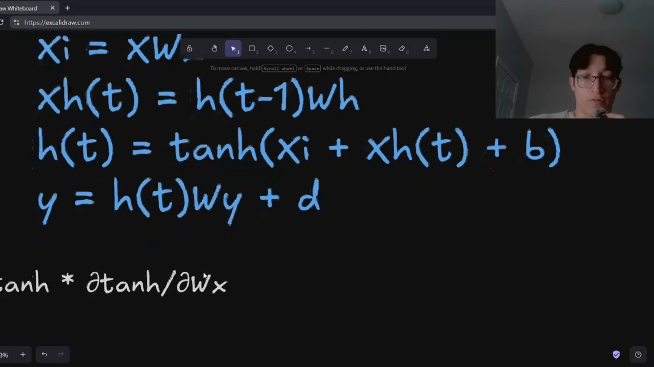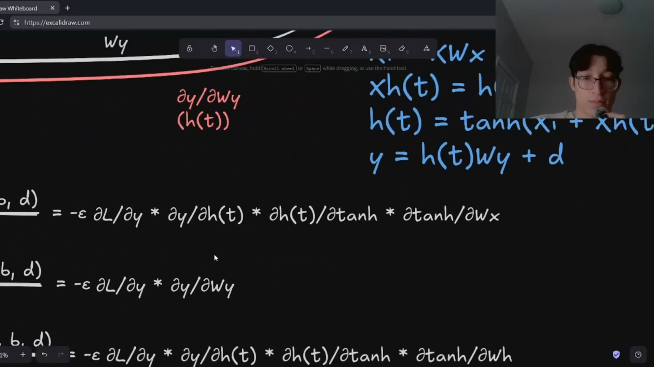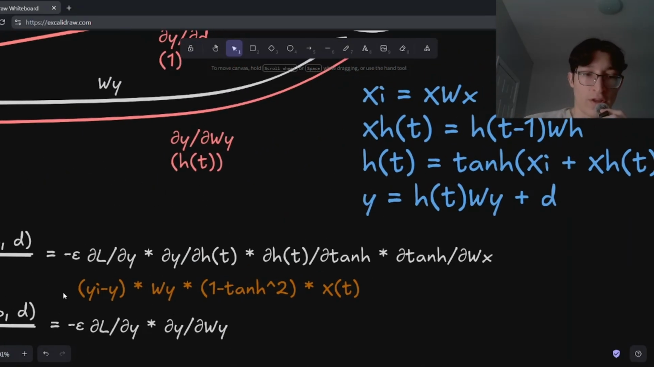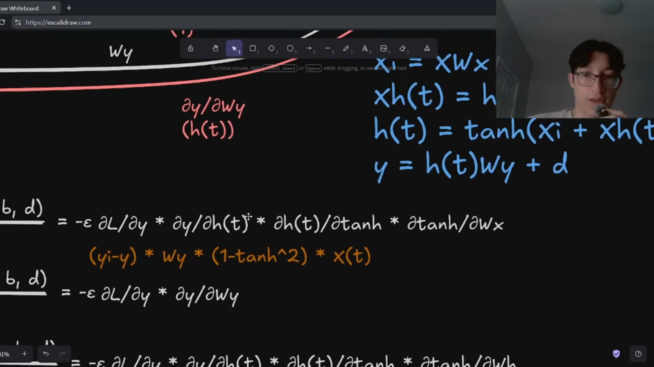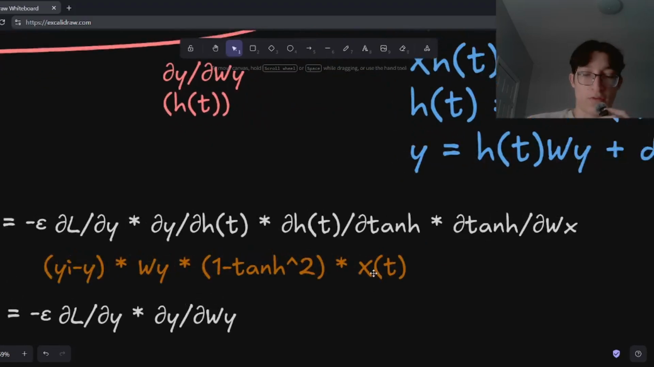And so if we were to write it out here, after calculating all these, I've gone ahead and written it here in yellow. And we can see here that the partial derivative of the loss with respect to Wx is actually not as complicated as it might seem. So we have obviously the input sequence at time t, and then we multiply this by the derivative of hyperbolic tangent times the weights and times the difference in y's.